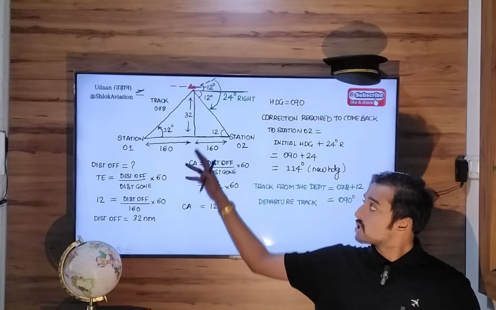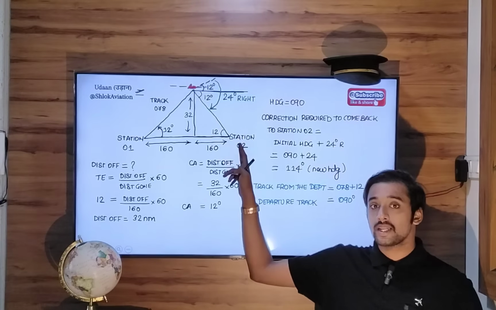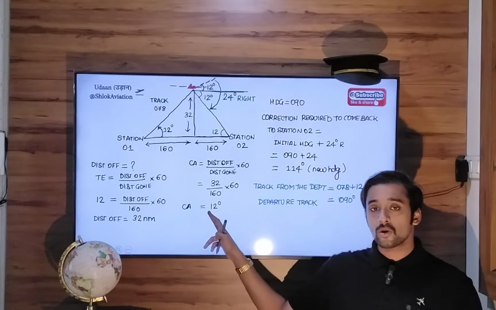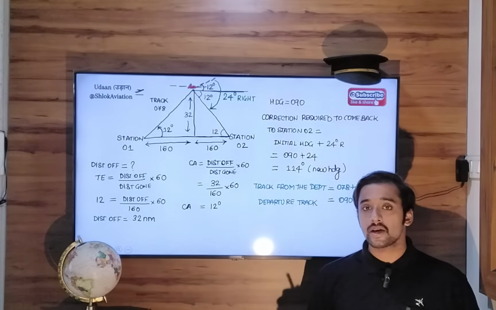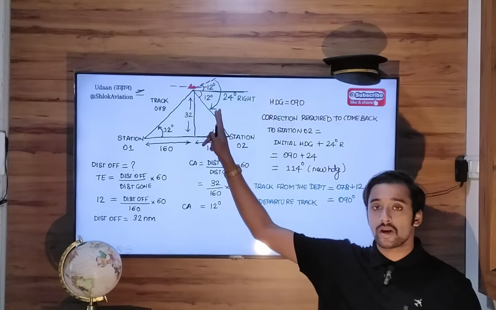With that, you will be able to calculate distance off track. After finding that, you will pay attention to the next part of the triangle, and now you will be proceeding towards the next station. So you will have to know closing angle. Using track error and closing angle method, the total correction to be made is 24 degrees to the right hand side to converge at station 2. Okay, so we have written that. So new heading is initial heading plus the correction required, and the track from departure, that is the second part of the question, is 090, which is your this track plus 12 degrees, 090.